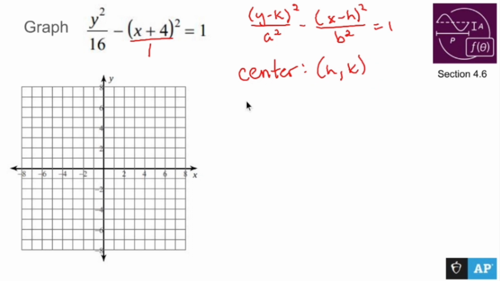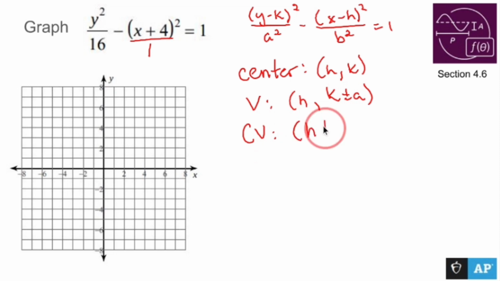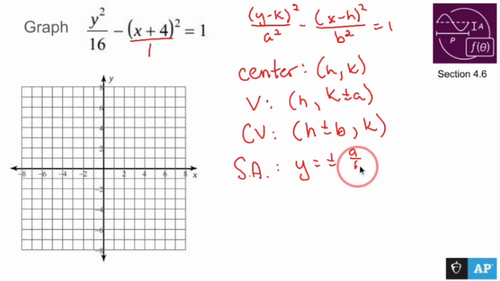We are looking at vertices located at h and then k plus or minus a. We'll figure that out in a minute. We're looking at co-vertices given as h plus or minus b, k. And we're looking at slant asymptotes, which I'm not going to go crazy trying to graph because these ones aren't pretty. Slant asymptotes live at y equals plus or minus a over b times the quantity x minus h, plus k.